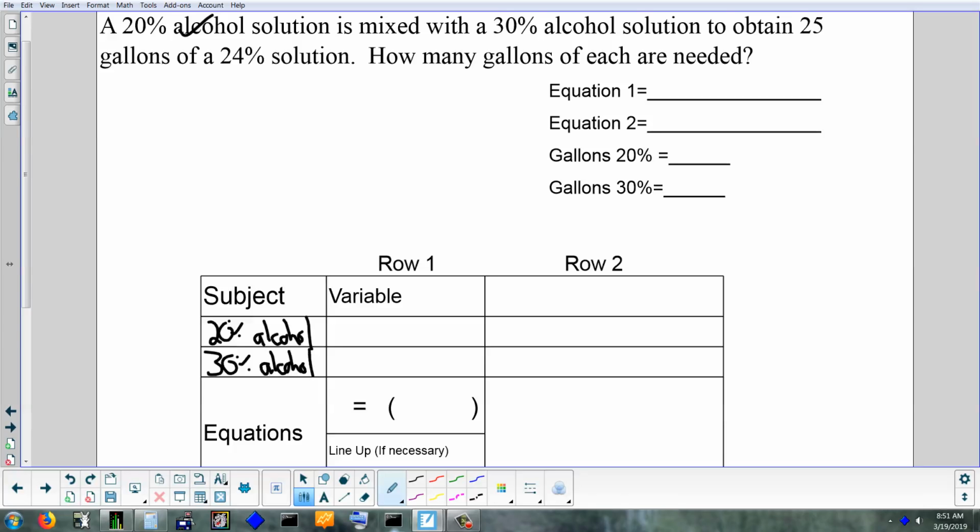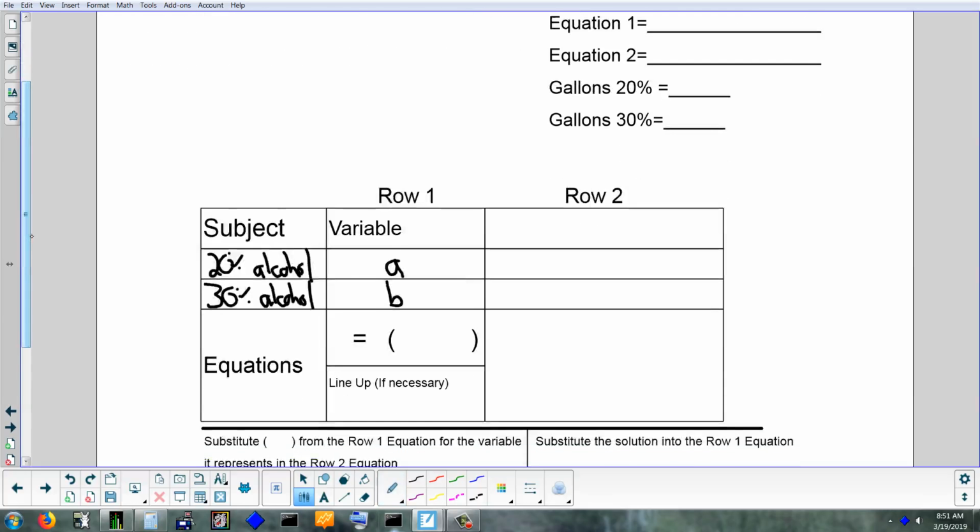Natasha, what should I do now? What do you want to use? There's no wrong answer. A and B again, that's fine, we can do that. Now, when I go to set up my row 1 equation, should I just go ahead and write it right in the box that has the parentheses? Everybody says no.